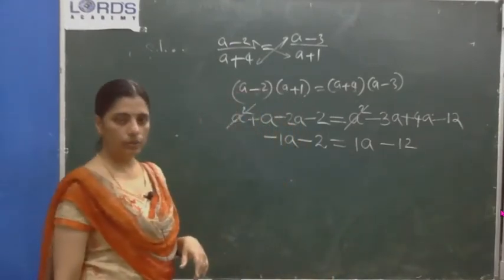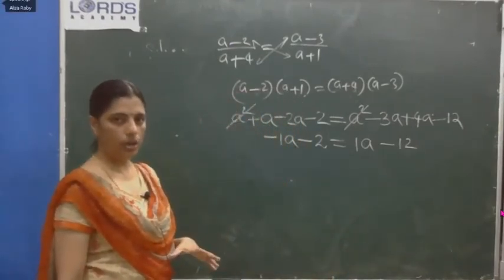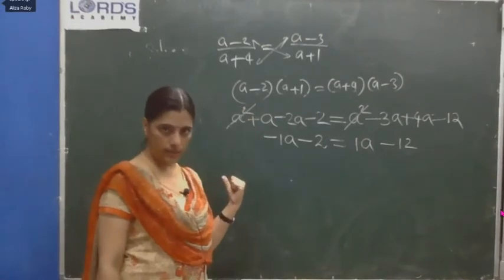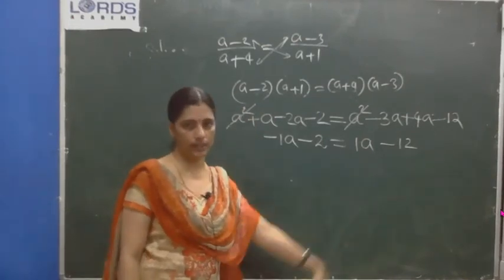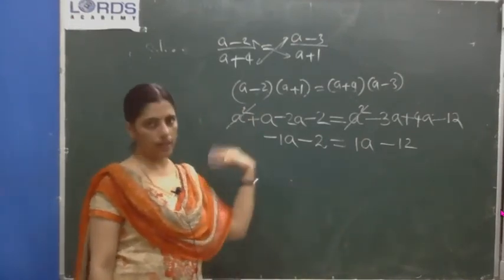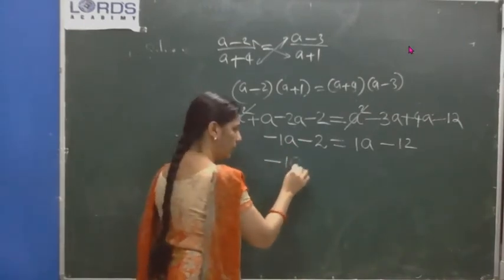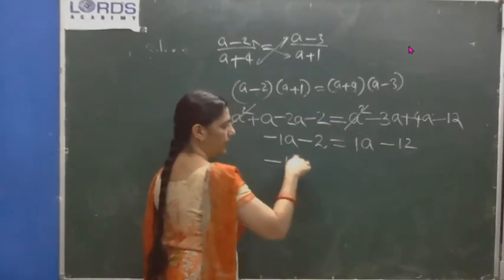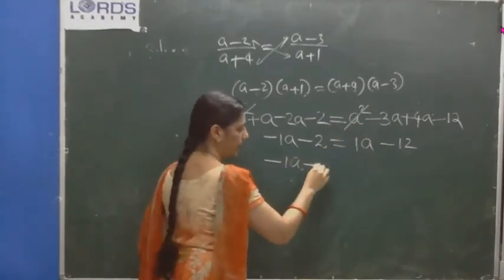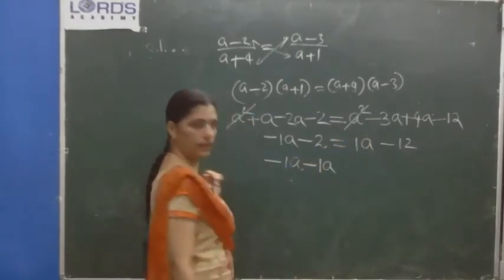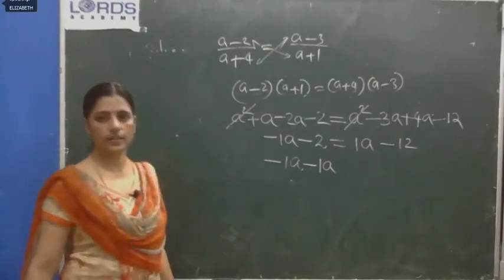Now what? I told, all the a's to one side, all the numbers to the other side. All the variables we can take to the left side. Negative 1a, let it be here, negative 1a.